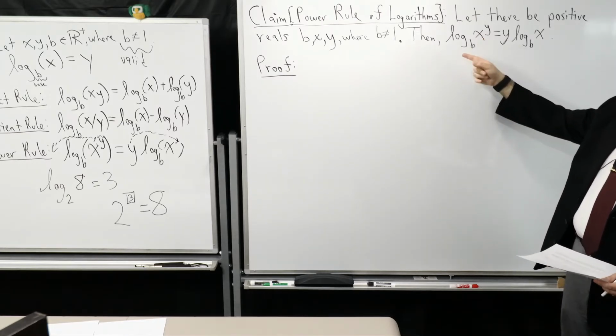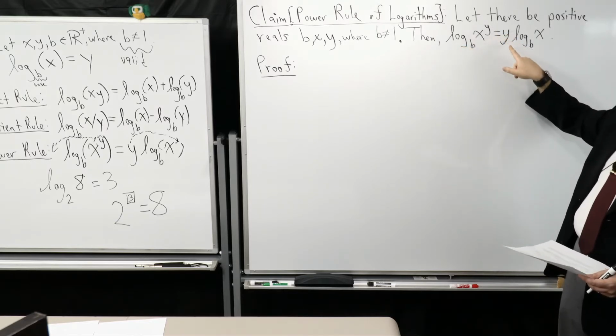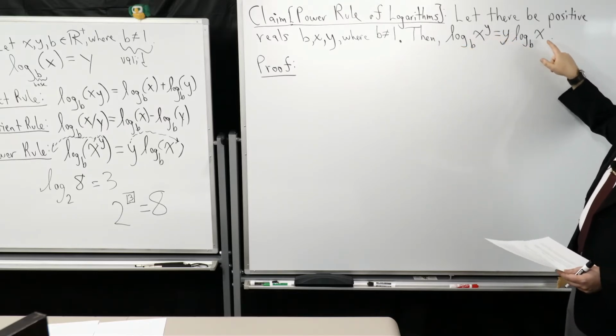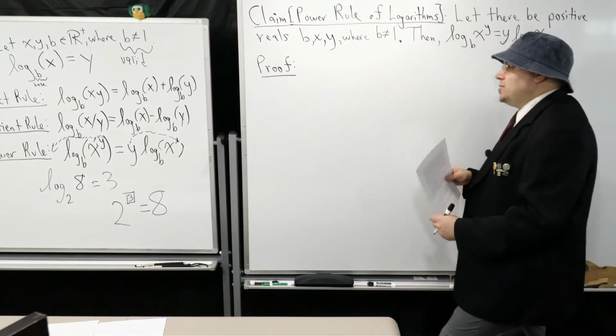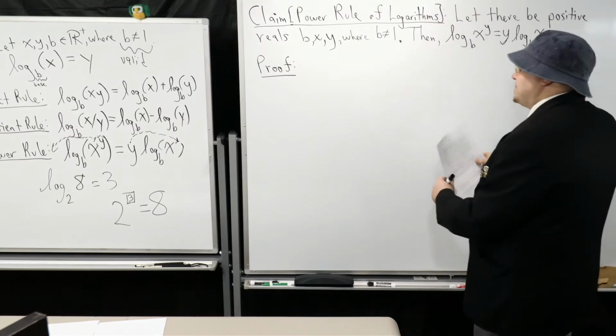I want you to think about the logarithm definition, if it would make sense if b was equal to 1. But here's what we're going to prove. We're going to prove the power rule of logarithms, that log base b of x to the y is equal to y times log base b of x. So the whole idea is I want to drop that y out front, and now it becomes a product.